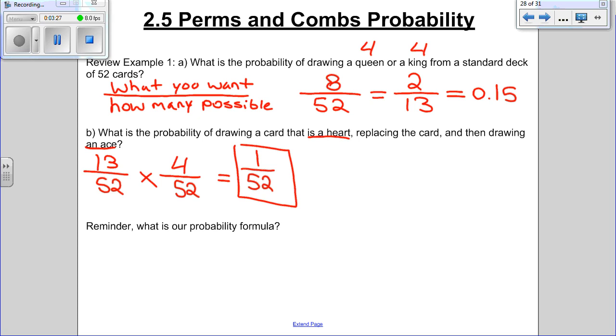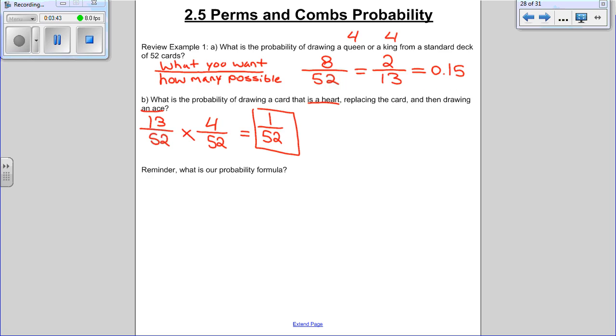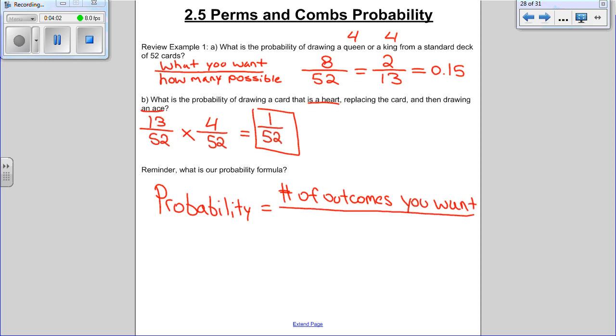So that's your review on probability. What you want divided by what you could get. You multiply things together if both things have to happen. Reminder, what is our probability formula? Probability equals the number of outcomes you want divided by total number of outcomes.